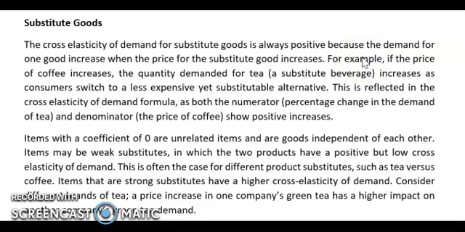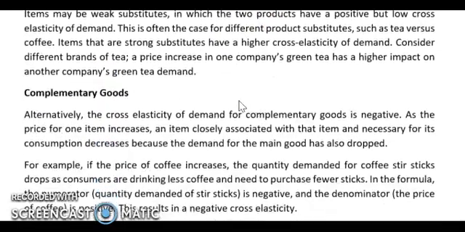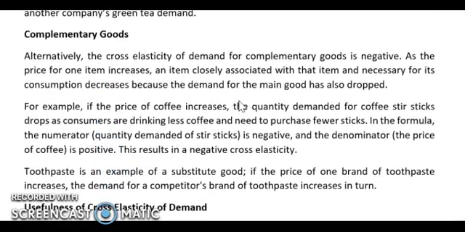So if our calculation gives us a positive answer, that means it's a substitute good. Whereas if our answer is negative, it's a complementary good. And complementary goods are goods that go together. We have to use them together. Like for example, car and petrol. They go together.